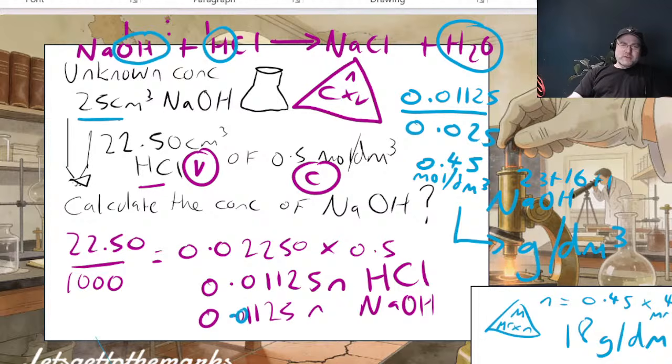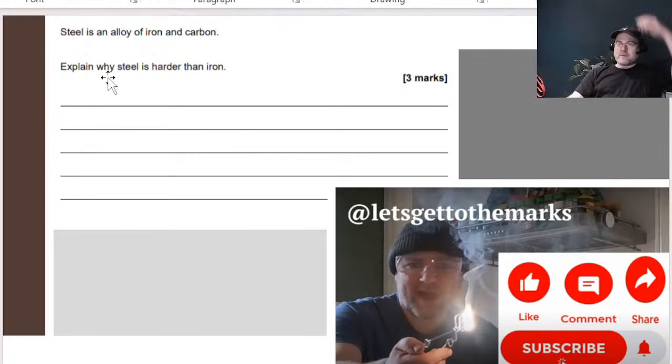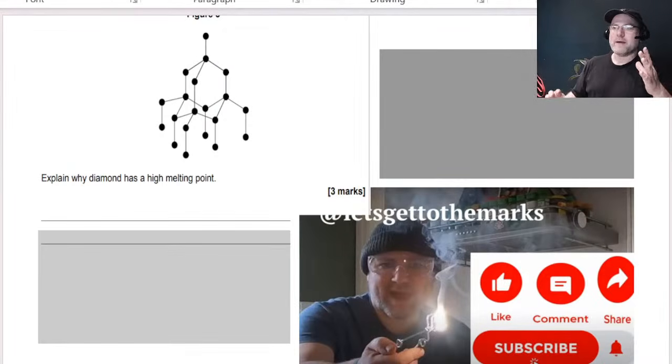Another question, another one. Let's have a look. Explain why steel is harder than iron. 5, 4, 3, 2, 1. 3 marks. Why is steel harder than iron? Steel is an alloy. Boom! Steel has different sized elements. Boom! Disrupts the layers. Boom! The layers can't slide. Boom! Great. You're all over it. Oh! It's diamond, people!